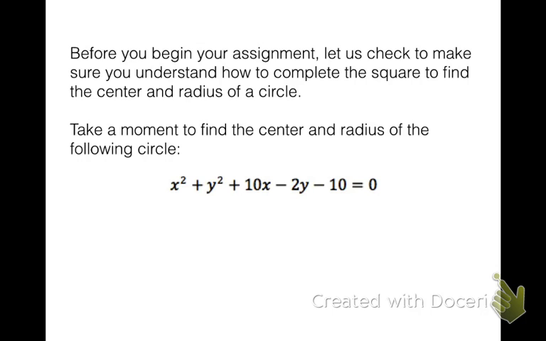So before you begin your assignments, I want to make sure you know how to complete the square without me doing it for you. So just take a moment and find the center and radius of this following circle. Alright, if you got (-5, 1) as the center and a radius of 6, you are good.